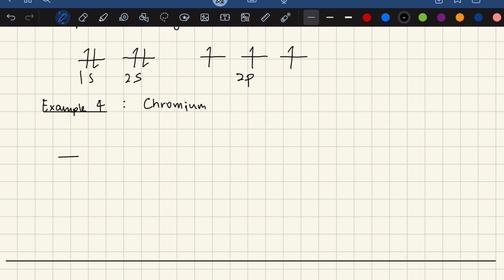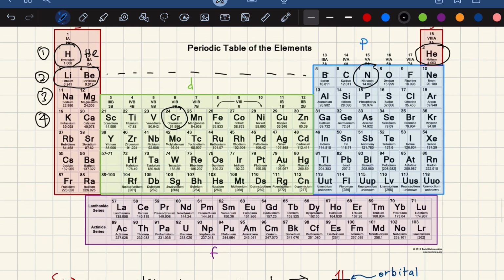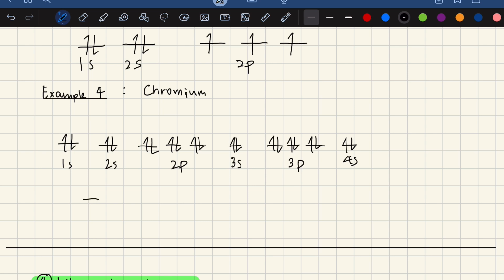So 1s, 2s, 2p, what do we say? 3s, 3p, 4s, and then this would be 3d because it's in the 4th period, so d is 3 here. And there's going to be 4 electrons here. So for d, we draw 5 orbitals, and then 4 electrons. 1, 2, 3, 4.